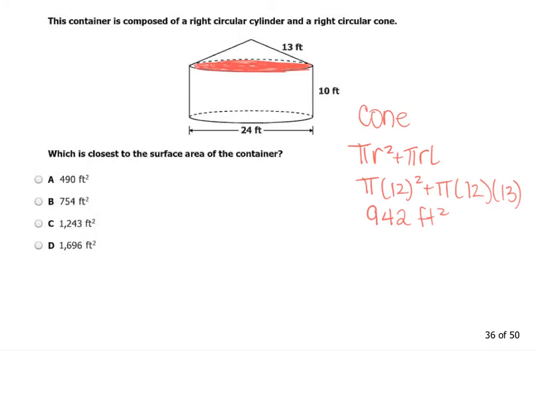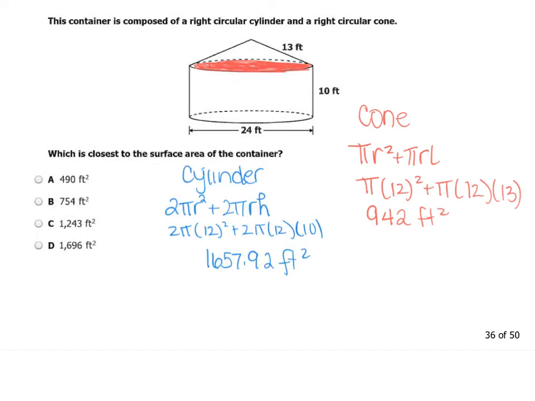So if we find the surface area of the cone, putting everything in the formula, we get 942 feet squared. Keep in mind that we have not subtracted the area that the two figures have in common. Okay, so now I found the surface area of the cylinder. I have the surface area of the cylinder and the surface area of the cone. If I add the two together, I don't even see that answer here. It's because I have not taken out the area of the circle that they share.